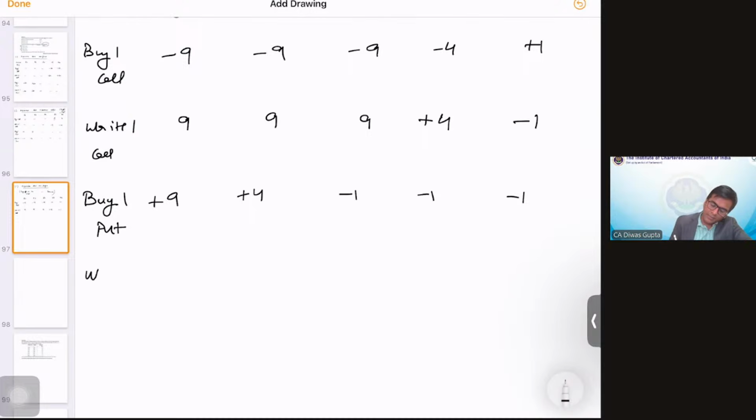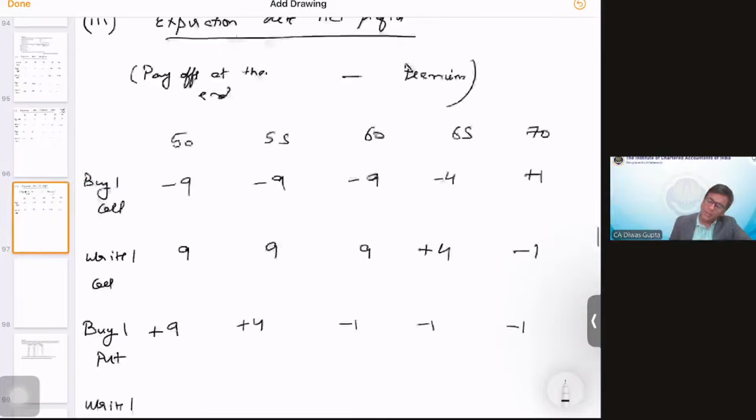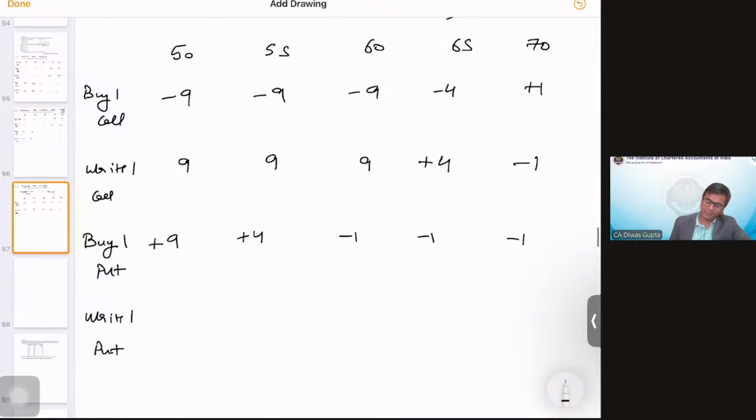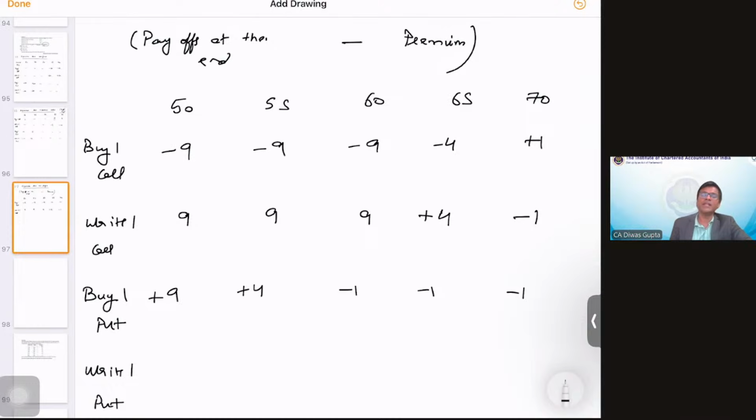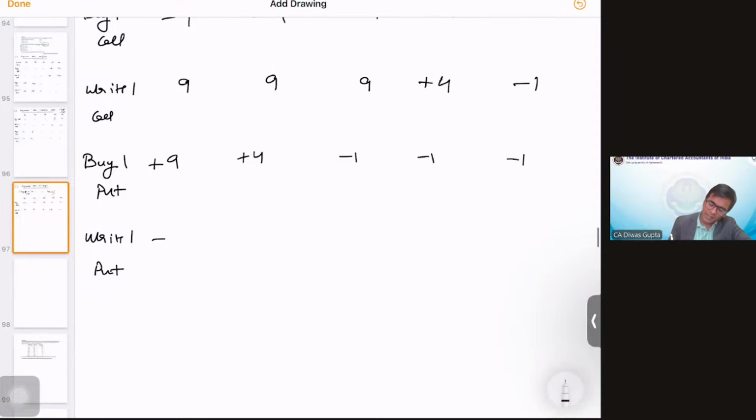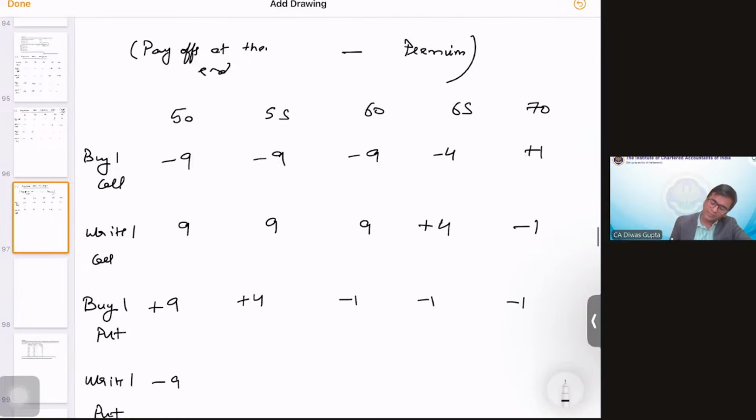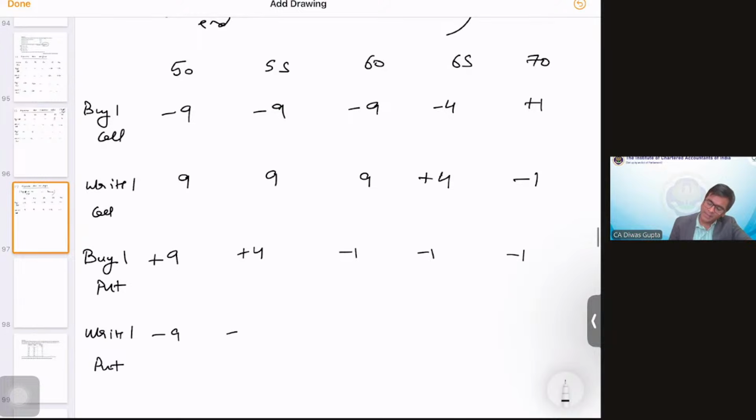Then there is one more, write one put. So writing one put at 50, the stock price is 50, strike price is 60. So 10 rupees needs to be paid as a payoff, and 1 rupee is already realized as premium, so minus 9. Here 5 rupees paid as a payoff, 1 rupee realized as a premium, so minus 4. Similarly here plus 1, plus 1, plus 1 for the 1 rupee of premium that they have realized.